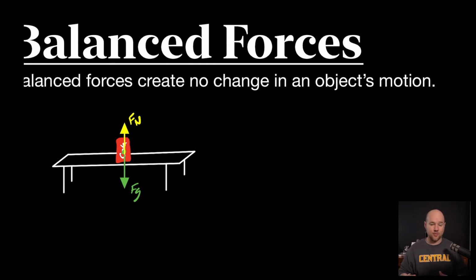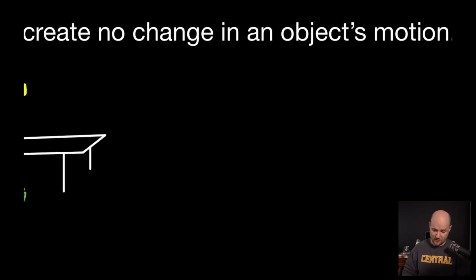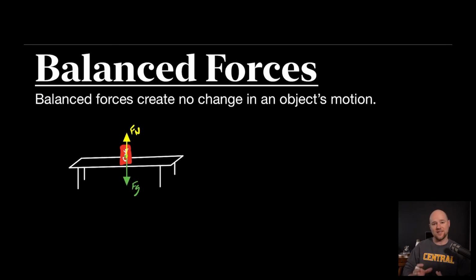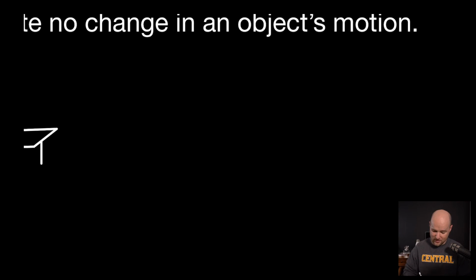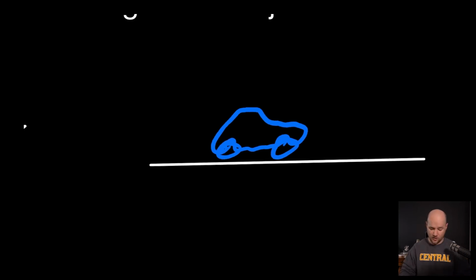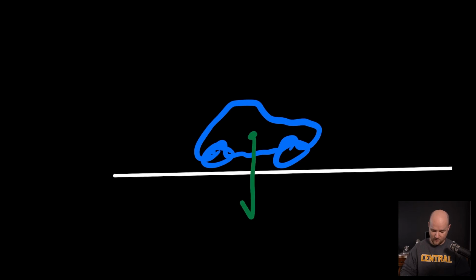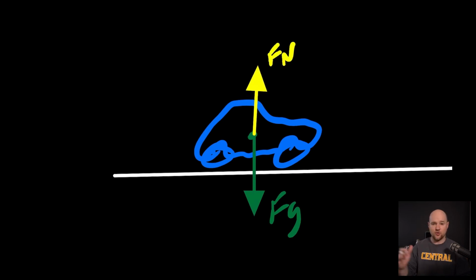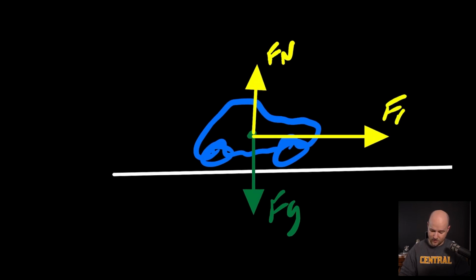Now let's do a different example, maybe something that's a little bit more complicated. And you notice that this says there will be no change in the object's motion, which could imply that an object could be moving. So let's get a car driving down a road. There's the body, wheels. Okay, so here's our beautiful car that I've drawn for us. And we're going to have our force of gravity going downwards, and we're going to have our normal force going upwards that's equal and opposite. Now this car is going to be applying a force forward. So there's going to be some sort of force applied, and that could be from the engine.